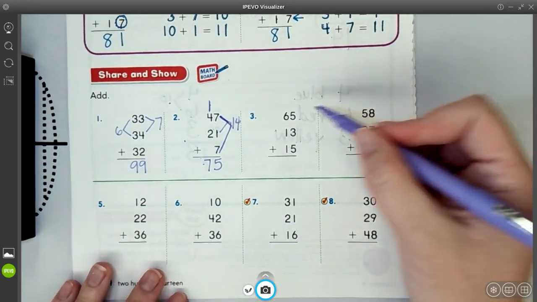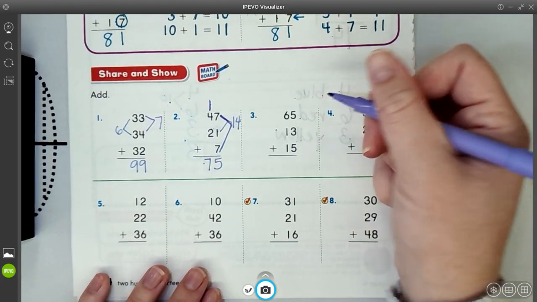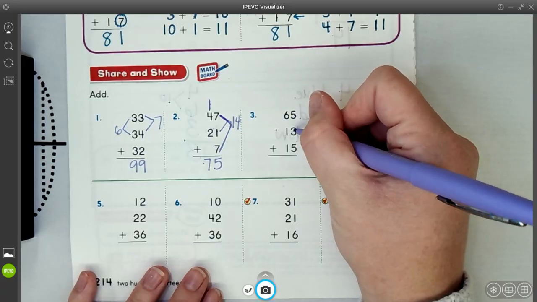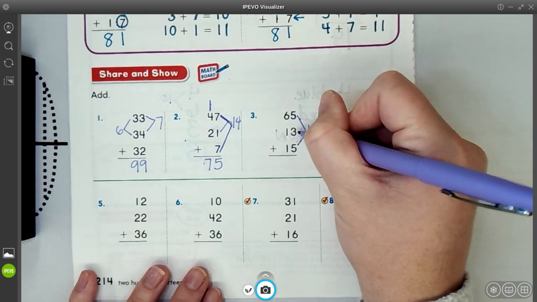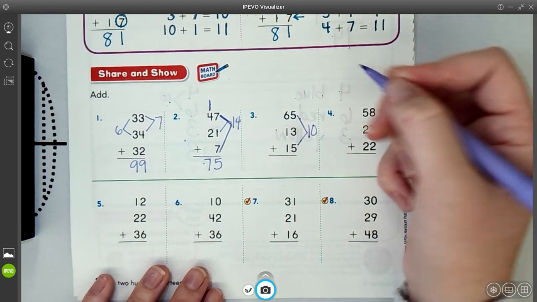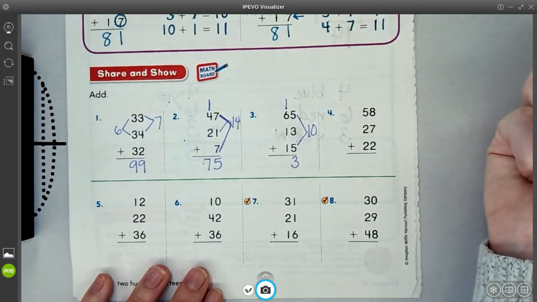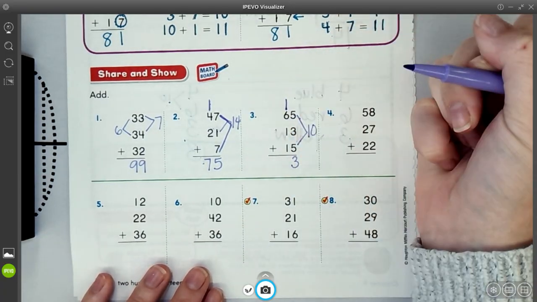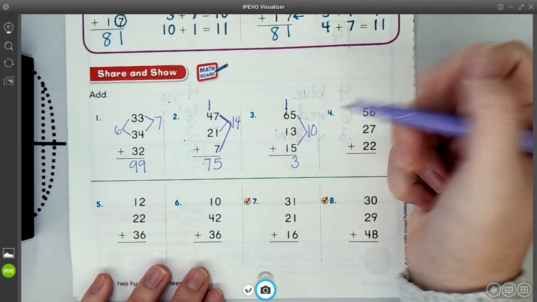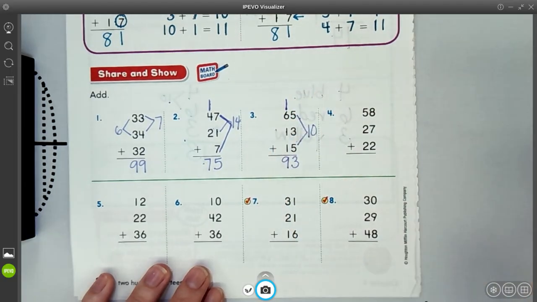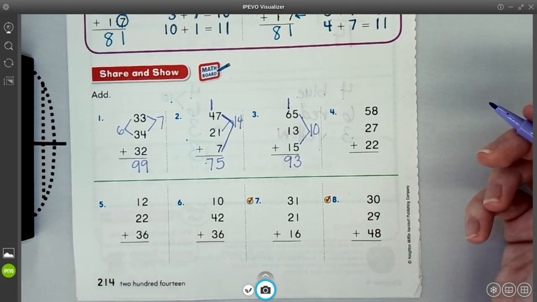Number 3, 65 plus 13 plus 15. All right, so here I could start by doing 5 plus 3, but I see a 10. 5 plus 5 would be 10, plus our 3 would be 13. If I have 13 ones, that means I have 3 ones and 1 ten, which I can regroup over here into a ten. 1 plus 6 would be 7, plus 1 would be 8, plus 1 more would be 9. So 65 plus 13 plus 15 equals 93.